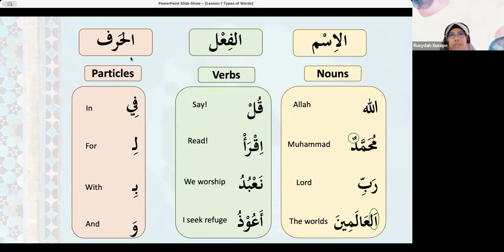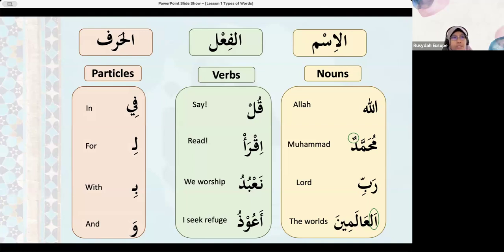And then particles. So words that do not fall under nouns or verbs. They are not objects. They are not names of people, animals, or places. They are not referring to something, and they are not actions. They are not verbs. Then they fall under harf. Okay, and it's like the shortest unit.